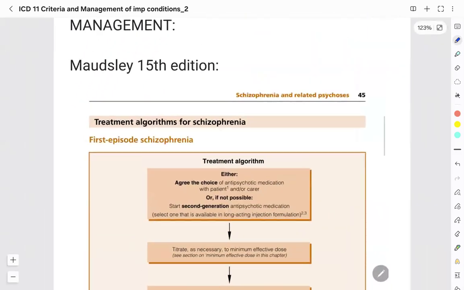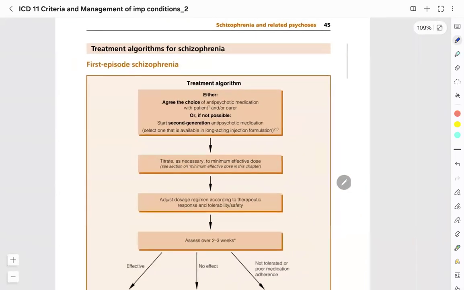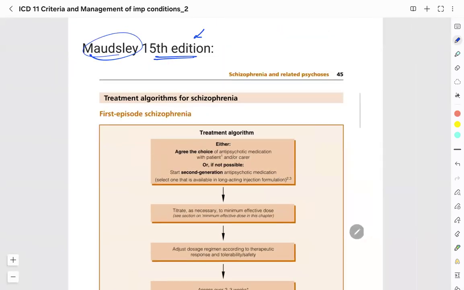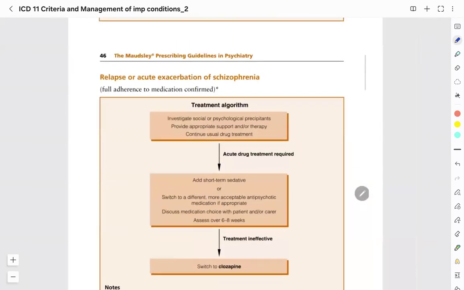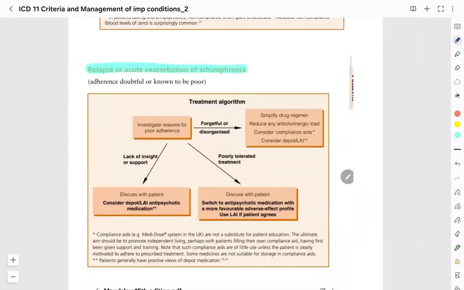This is a screenshot from Maudsley's 15th edition, which is the recent edition. It gives the treatment algorithm for first episode schizophrenia. Then it tells us about relapse: if there is a relapse or acute exacerbation of schizophrenia when you know that the patient was fully adherent, so compliance was ensured. And the second part, where adherence is doubtful, compliance is poor, or you don't know about the compliance.